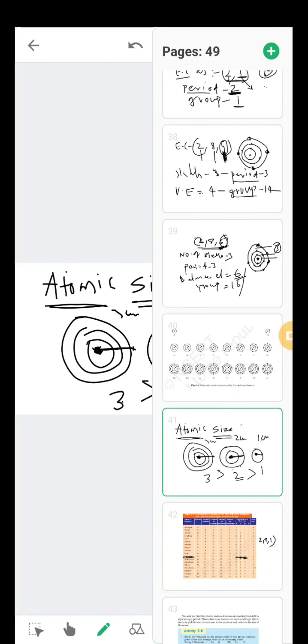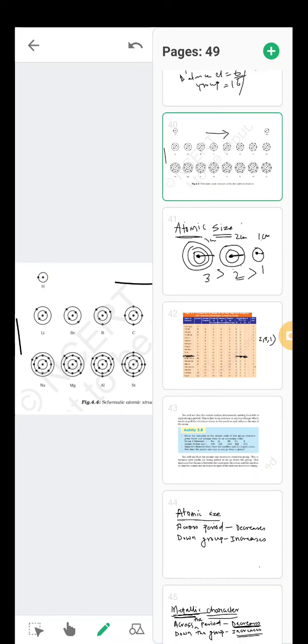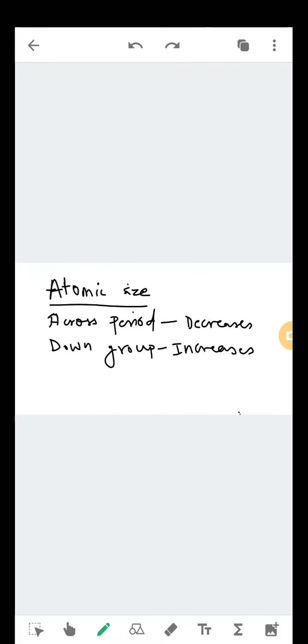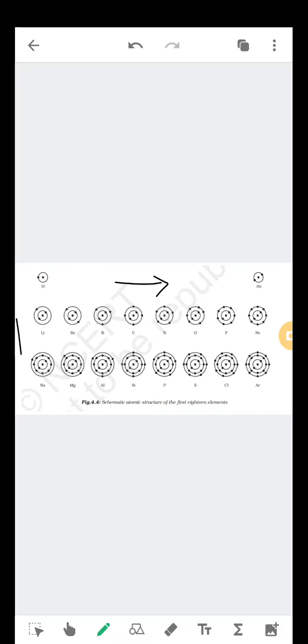Okay, so now if you see over here in the electron dot structure, this is nothing but the modern periodic table itself. So when you go across the period and down the group, what happens to the atomic size, we will see. Atomic size when you go across the period, say suppose you go in this format, you move on from over here to here, from left to right.